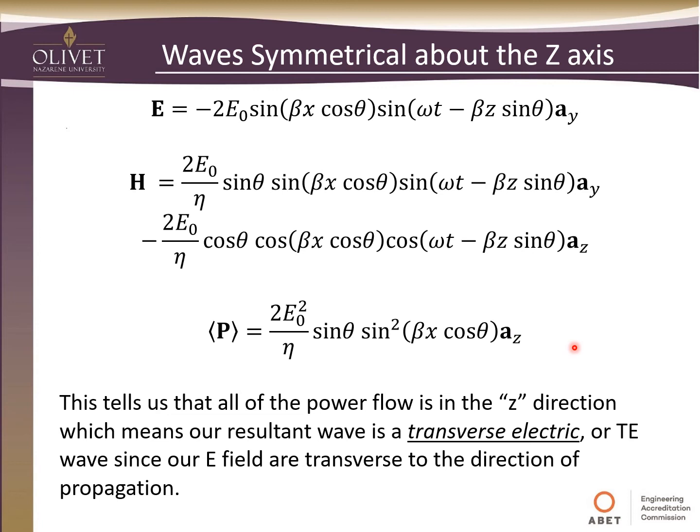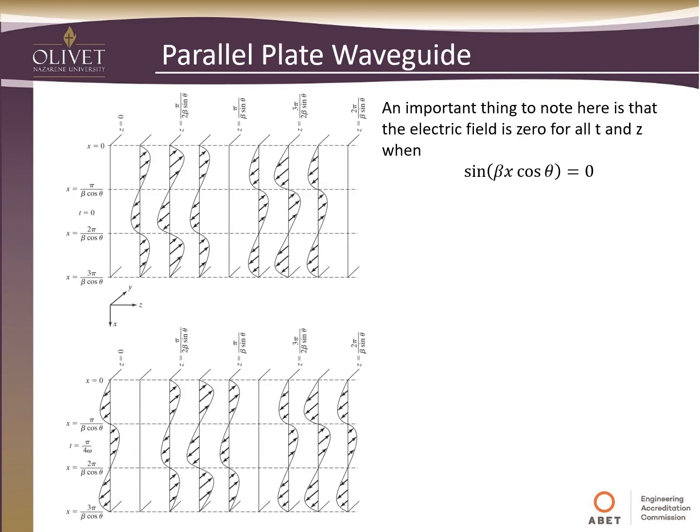Now you can have the flip situation where the magnetic field is transverse, in and out of the paper, and when that happens, we would call this a TM wave, or a transverse magnetic wave. So you'll see TM waves and TE waves, and that just means which field is transverse to the direction of propagation. So this brings up some pretty interesting scenarios and things to look at.